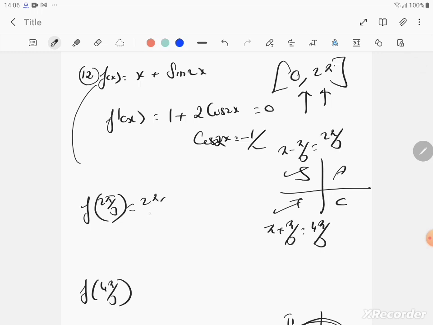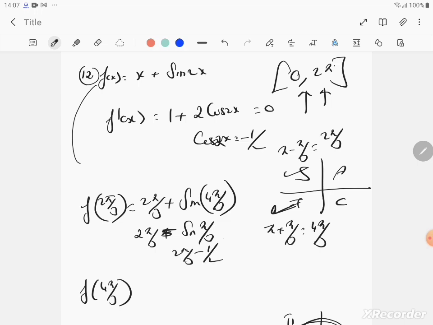So this is 2 pi by 3 plus sine of 2 into x, so 4 pi by 3. So 2 pi by 3 plus sine of 4 pi by 3, which is pi plus pi by 3. Pi plus is in the third quadrant, so minus sine pi by 3. And sine 60 is root 3 by 2, so 2 pi by 3 minus root 3 by 2.